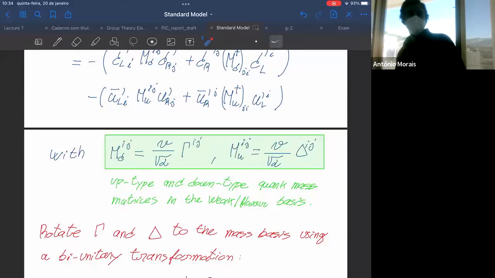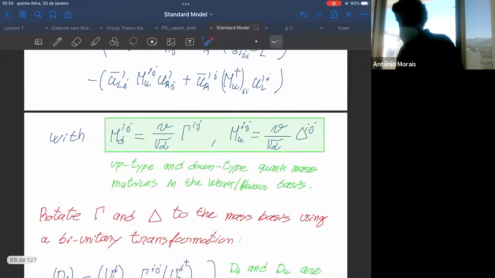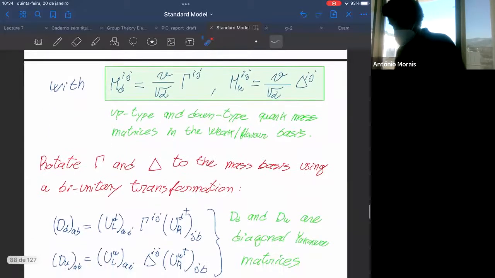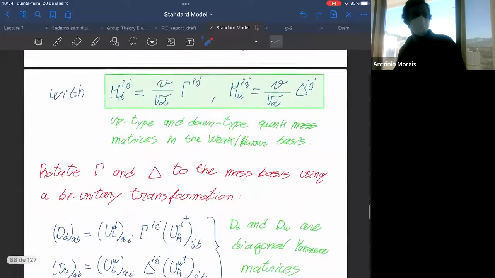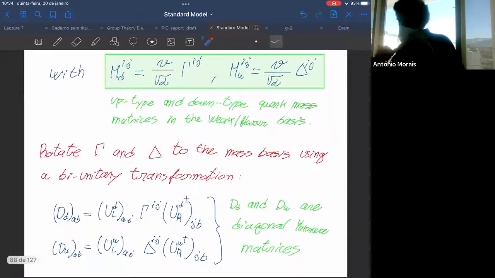Now, as always, we rotate gamma and delta to the mass basis using a biunitary transformation, because these are complex anti-symmetric matrices. So you have a left part and a right part that rotate independently. That's why you need this biunitary transformation, which doesn't happen for scalars, where you have symmetric matrices. And if they are real matrices, they are orthogonal, in fact. So if the matrix is symmetric, it's enough to have one unitary or orthogonal matrix, in the completely real case, to rotate from one basis to another.